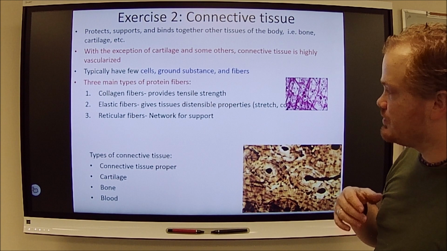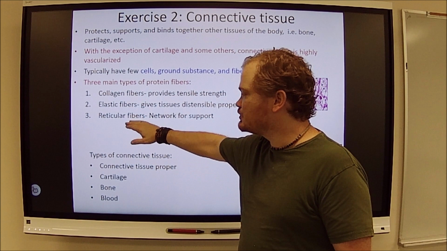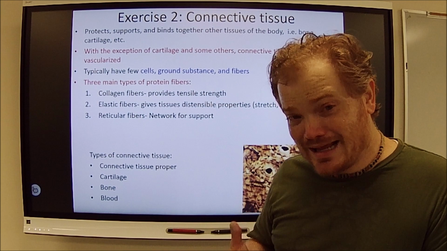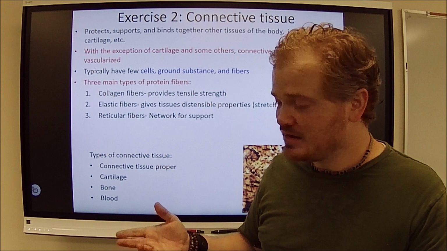Let's talk fibers. There are three fiber types. Let's do reticular first to get it out of the way, because we're not going to worry about it here. Reticular fibers form a net or a network that we aren't going to be dealing with. You're not going to see this as we proceed through. We just don't have the slides.